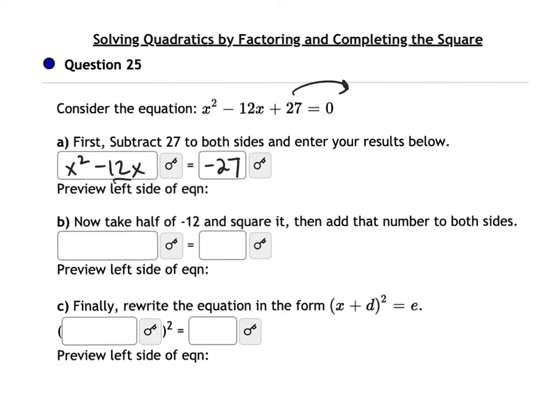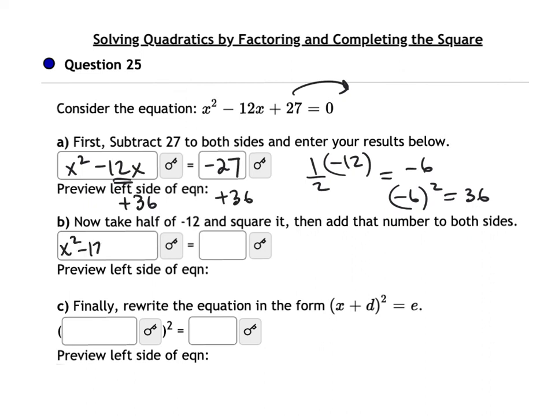Now we take this number, the negative 12. We'll take half of it. That's negative 6. And then we'll square it. Negative 6 squared is 36. And we'll add that to both sides. We're going to add 36 to the left side and add 36 to the right side. This is x squared minus 12x plus 36 equals negative 27 plus 36, which is 9.